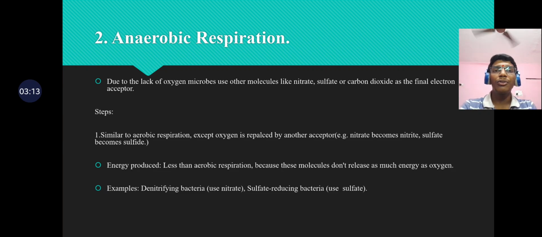So the energy produced here is less than aerobic respiration. Some common examples are denitrifying bacteria, which use nitrate as their electron acceptor, and sulfate reducing bacteria, which use sulfate as their electron acceptor.